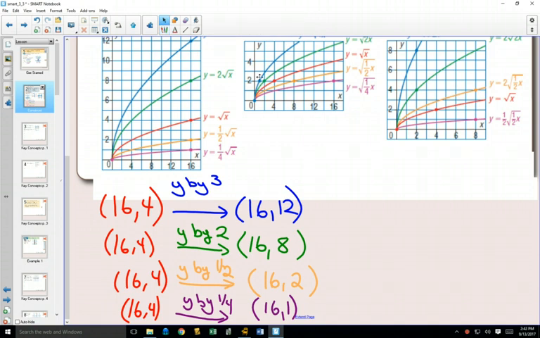So having a number outside of a function affects the y value, and we call these vertical stretches and vertical compressions. We call it a stretch when it's stretched away from the x-axis, and a compression if you would have your hands above and below the x-axis and squish it down. That's what happens in the orange and the purple one.